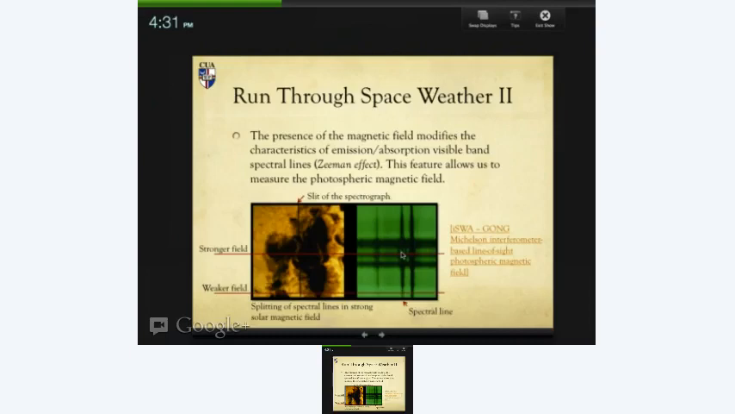The Zeeman effect also changes the polarization characteristics of these emission lines. It's those polarization characteristics that allow you to observe the photospheric line of sight magnetic field remotely. The key idea is that the Zeeman effect changes the spectral characteristics, and by observing those, you can extract information about the photospheric magnetic field, also from the ground. So let's take another look.